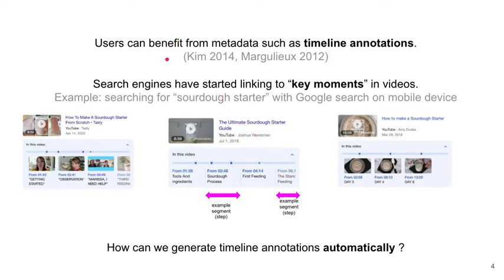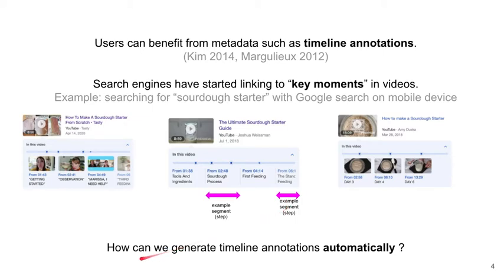Users could really benefit from metadata such as timeline annotations, and in fact, search engines such as Google have started linking to key moments in videos. For instance, they will show those different steps for each video. Those steps are created by the content creators to help the user.